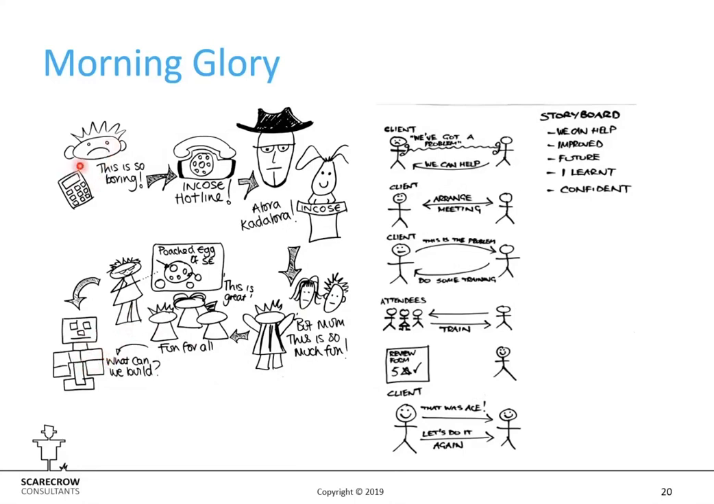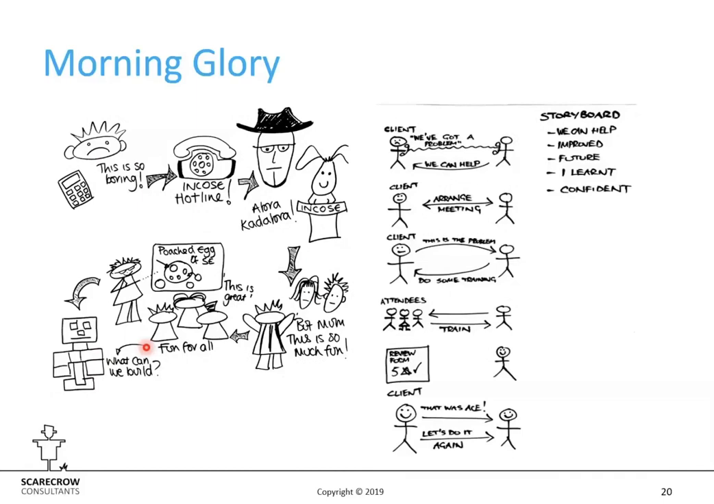So we start off with, this is the situation we're in at the moment. This is boring. This is where we want to get to. The kids saying, great, this is fun. We want to do more with it. They're becoming engaged and so on. And this is a typical storyboard that might happen to get us to that situation. So that's one type of sequence that we might see there, a simple sequence of events.